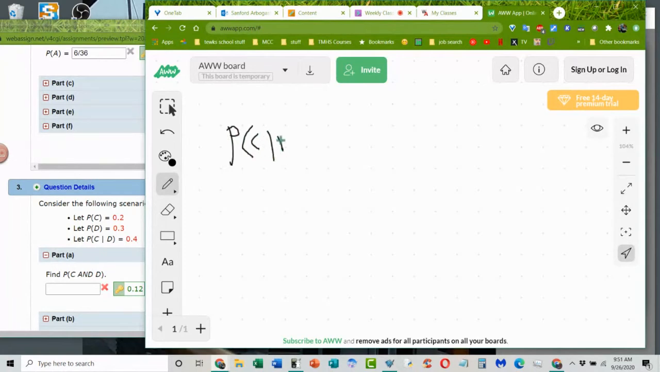Okay. So if you need something with "and," you have to separate them. Like the probability of C and D, I'd have to do the probability of C times the probability of D. That only works if they're independent of each other. I could say the probability of C and D is 0.06, but that's only true if C and D are independent of each other.